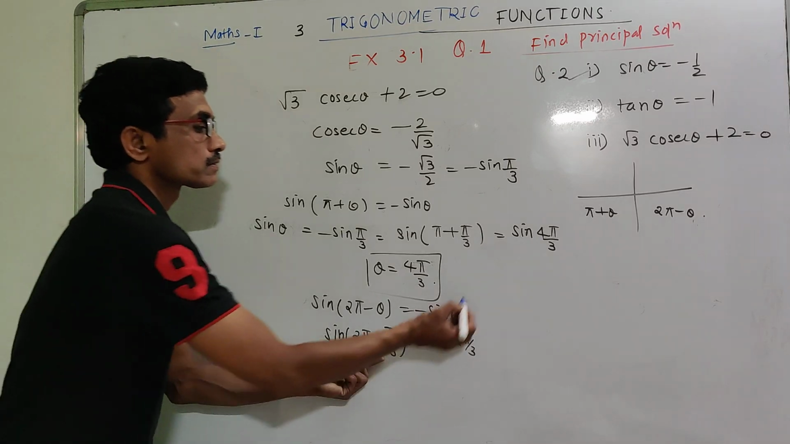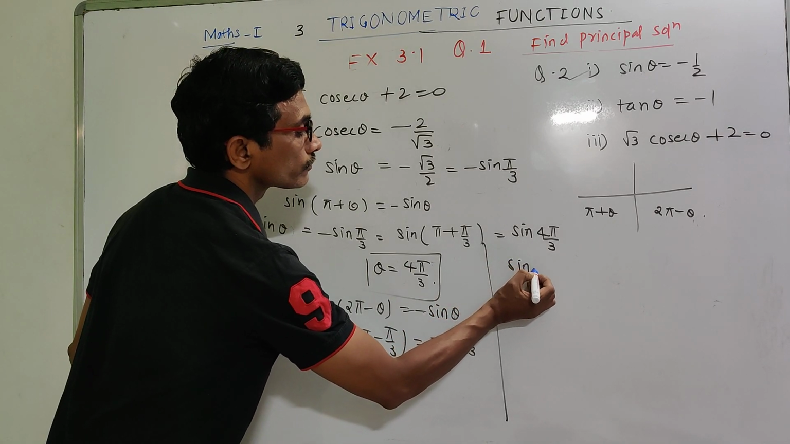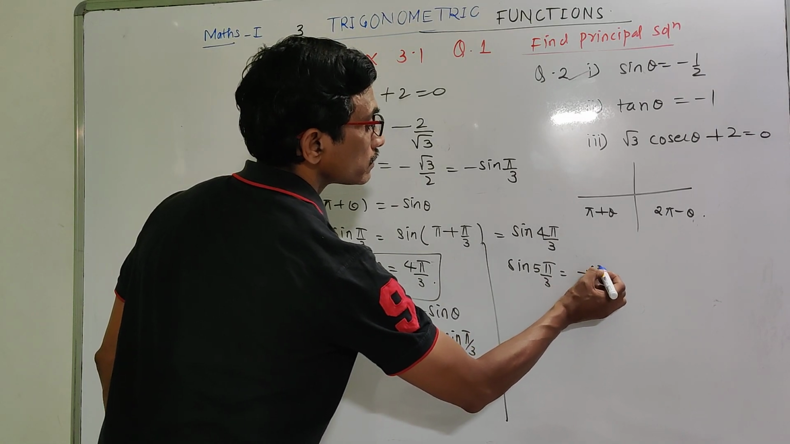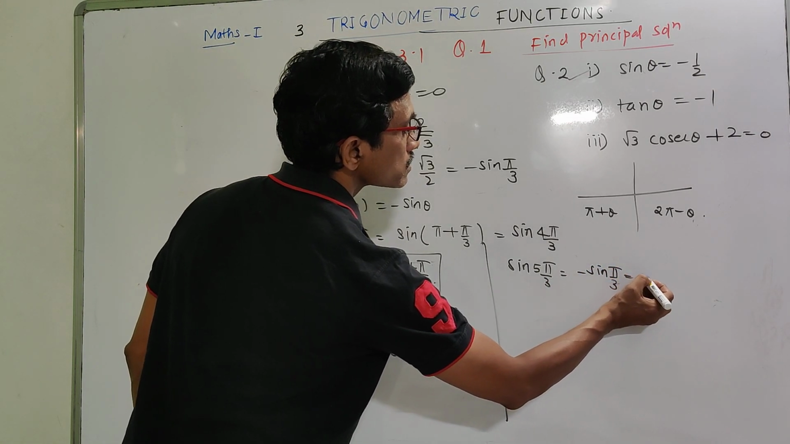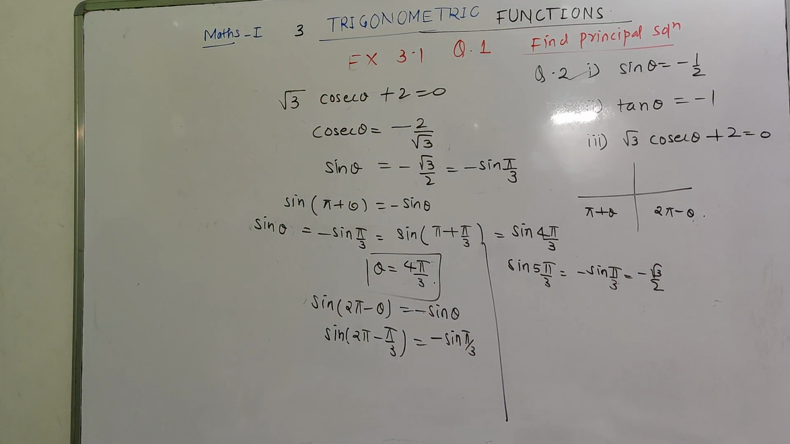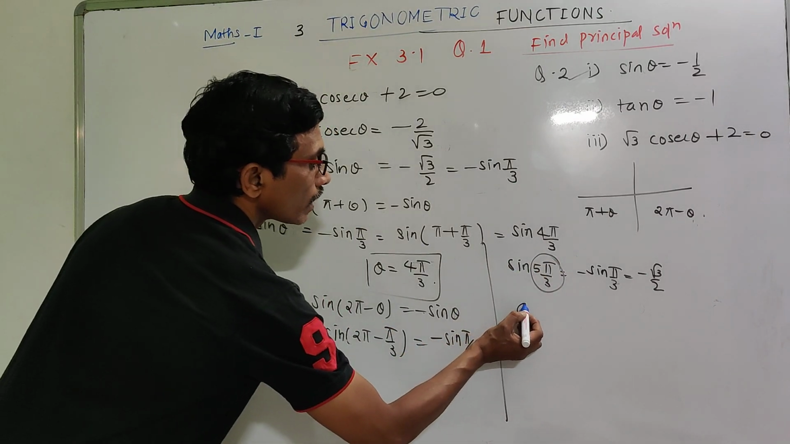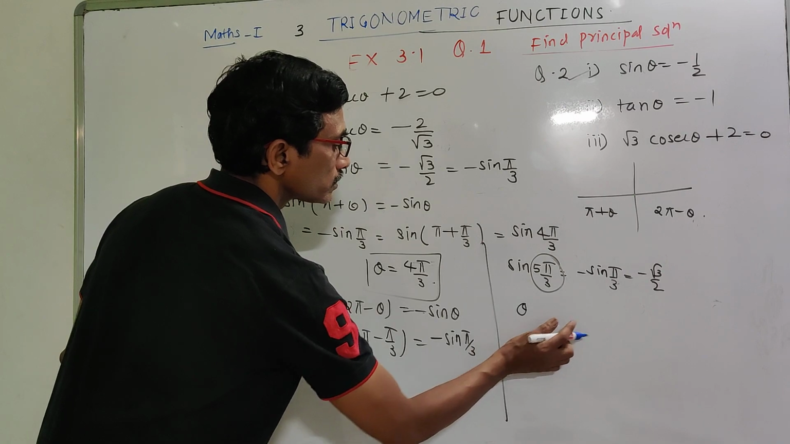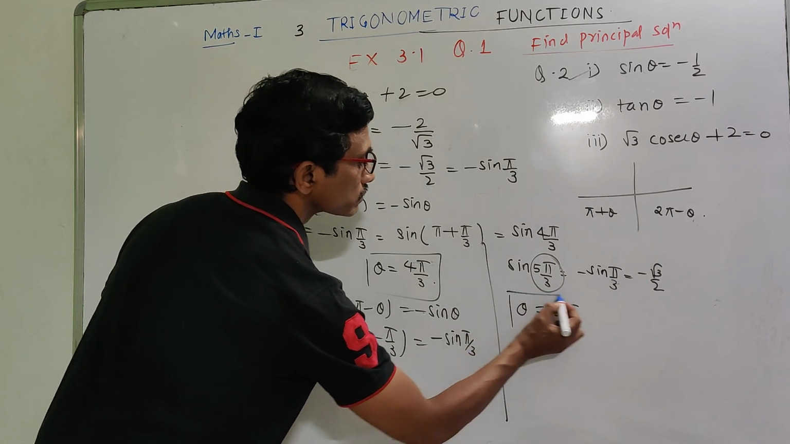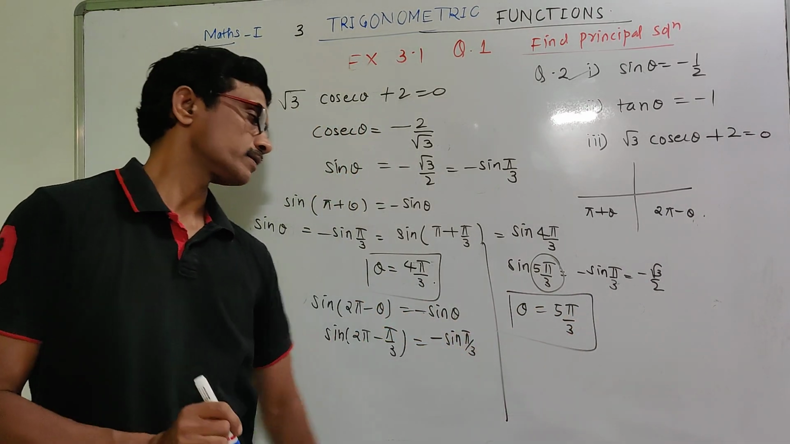How we solve this? It is 6 pi minus pi, 5 pi. Sin of 5 pi by 3 is equal to minus sin pi by 3, and that is equal to minus of root 3 by 2. Therefore, this another angle, that is 5 pi by 3, again satisfy the equation. So theta is equal to 5 pi by 3 will be another solution. One solution is 4 pi by 3 and another solution is 5 pi by 3.